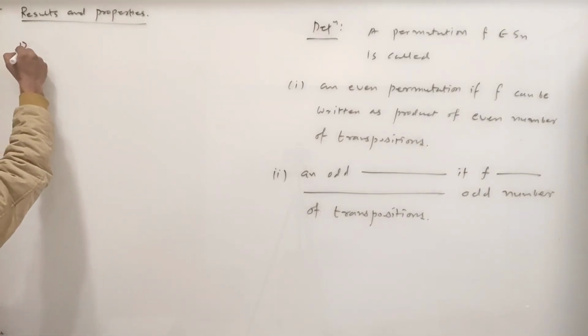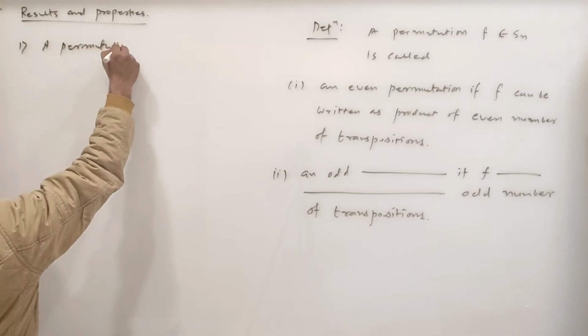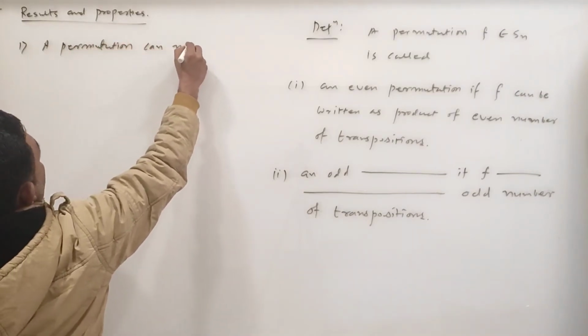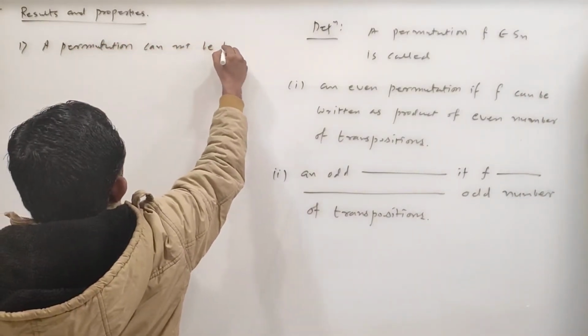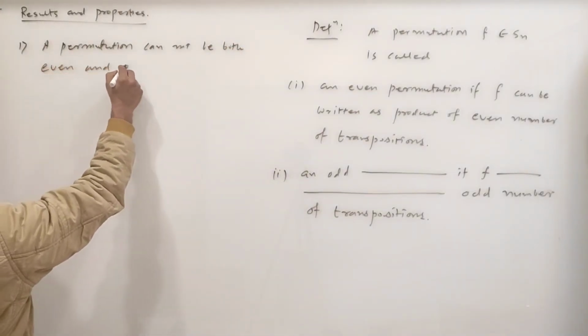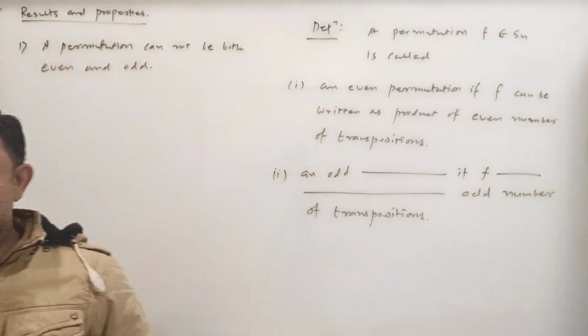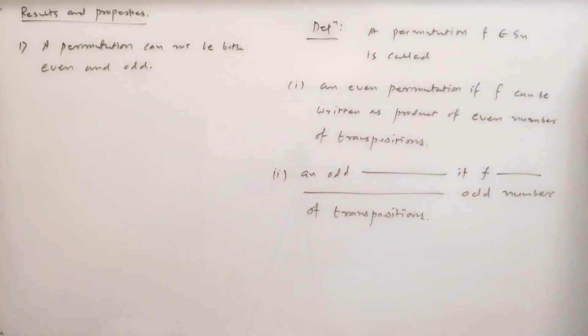So first, a permutation cannot be both even and odd. वो दोनों नहीं हो सकता, either it is even or odd. यदि वो even है या odd है.